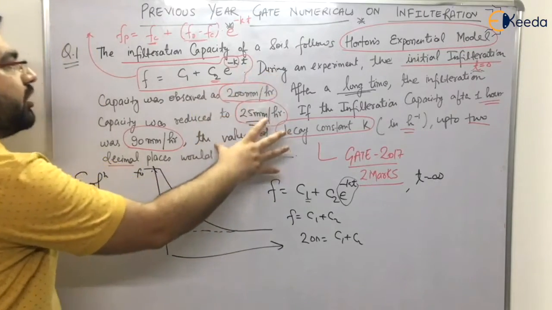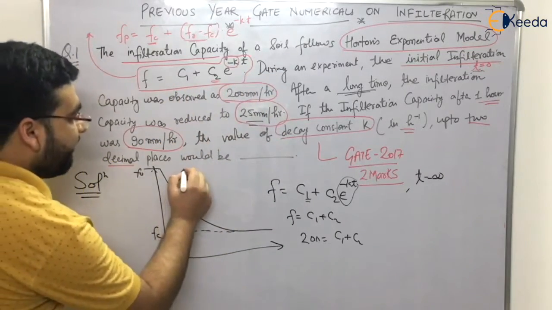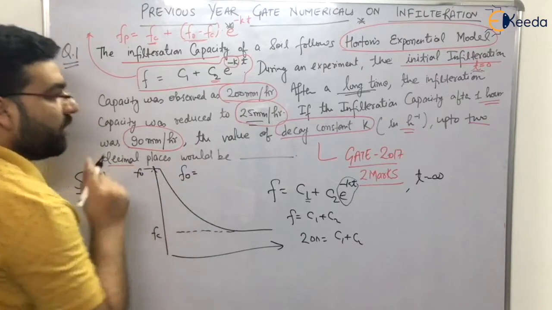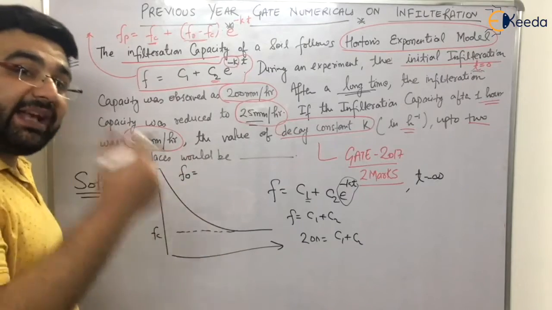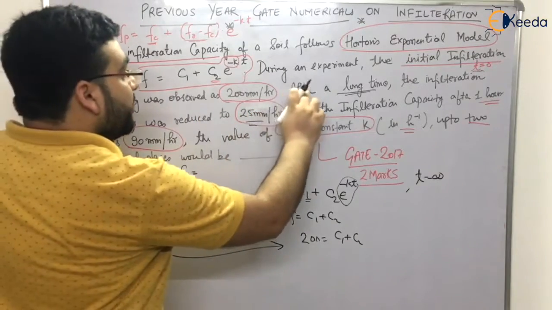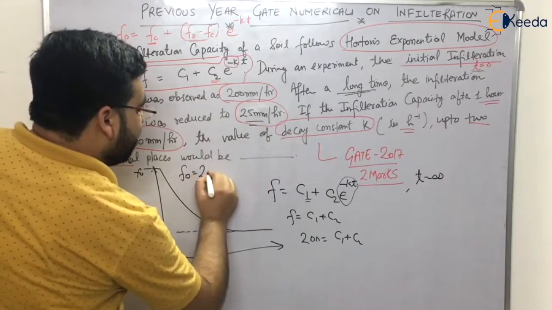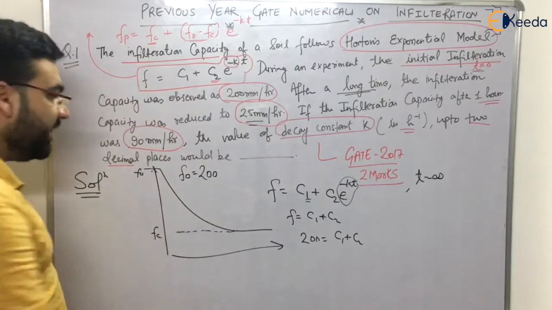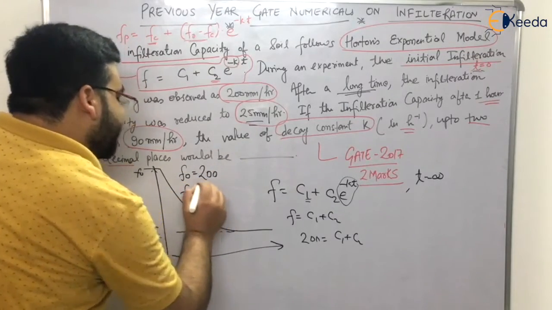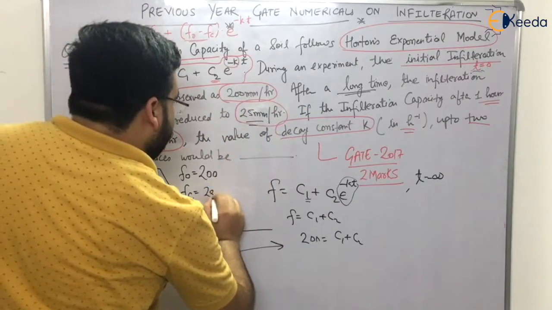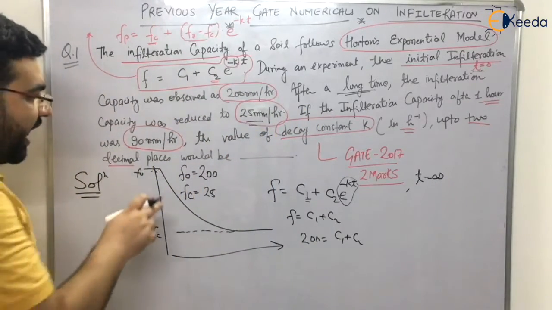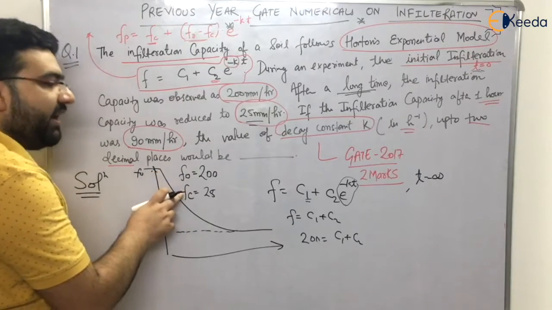Just by looking at the question, I can say that f0, the infiltration capacity at time t is equal to 0, is the maximum infiltration capacity. Now this is 200 mm per hour. Simple. fc is the steady state after a long time. So how much is it? 25 mm per hour. Clear? So I know the value of f0 and I know the value of fc.